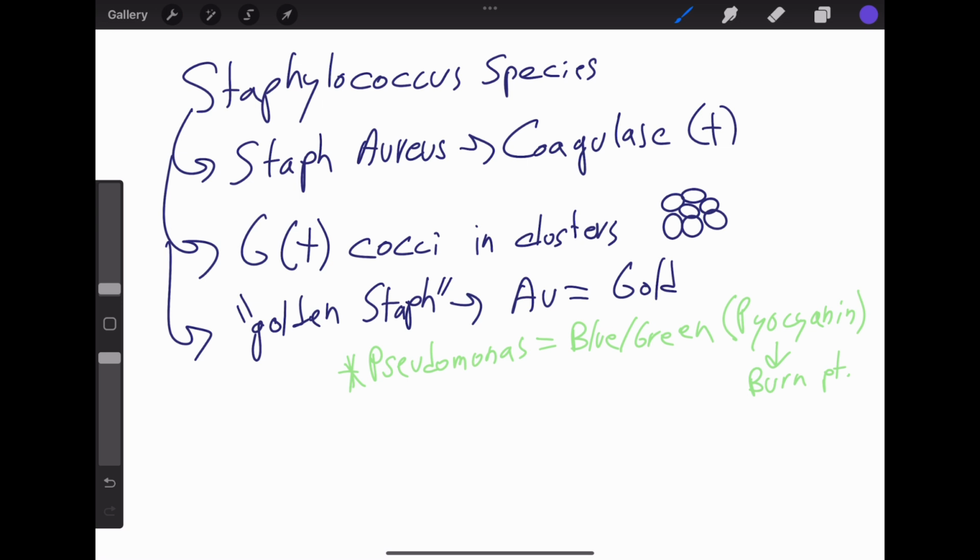Do not confuse this with Pseudomonas. Pseudomonas produces a blue-green pigment. This is due to pyocyanin, and this is particularly prevalent in burns. Do not mistake yellow pigment for Pseudomonas, two completely different bacteria.